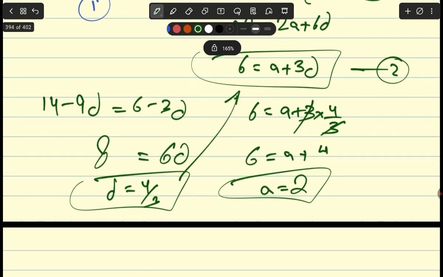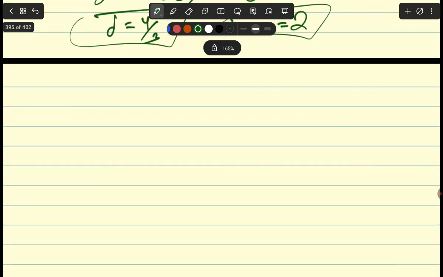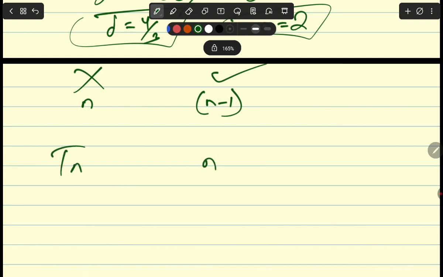Now, the common mistakes that are observed here, because I've seen a lot of examiner reports. Students use n instead of n minus 1. So this is wrong, this is correct. For the nth term, they mix up term number and number of terms. So this is the first mistake, this is the second mistake, and Cambridge loves to test you on these traps.